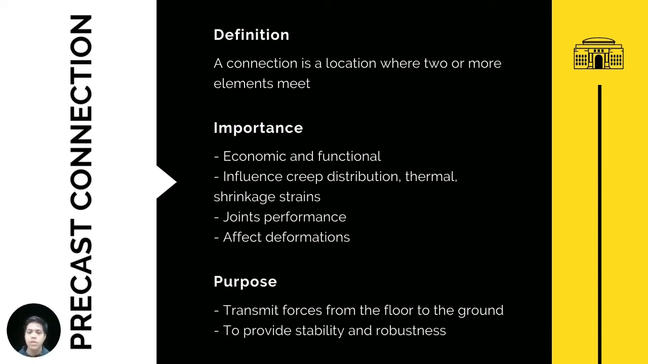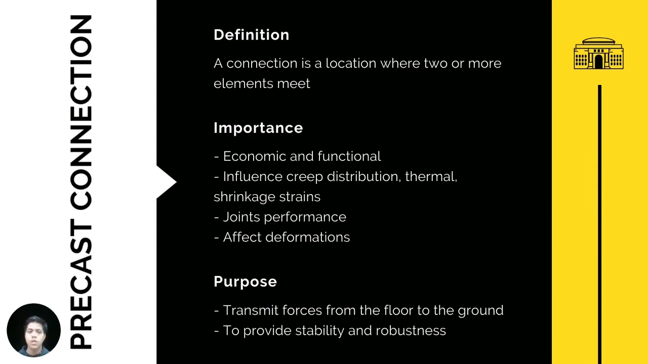For example, one of the types of precast concrete connection is precast slab. So it might be suitable for building A, but it might not be suitable for building B. The second one is the influence of creep, distribution, thermal and shrinkage strain. So the floor system might have future problems if you do not choose a good precast concrete connection.